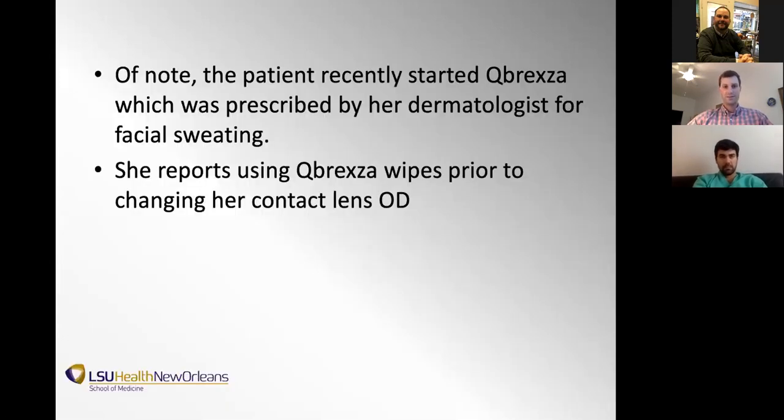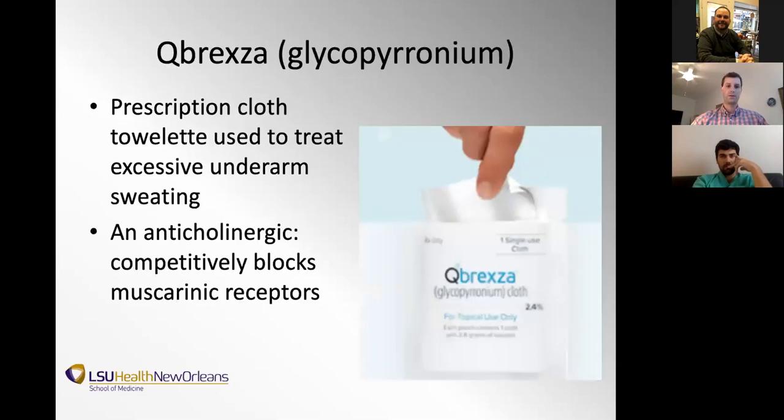She didn't initially volunteer it, and it was not in her chart because I think it was prescribed by an outside dermatologist. But after we pressed her on it and talked to her a little more, she recalled that she did start Qbrexza, which was prescribed by her dermatologist for facial sweating. And she reports that she had actually used these wipes prior to changing her contact lens in the right eye the night before. And she hadn't washed her hands.